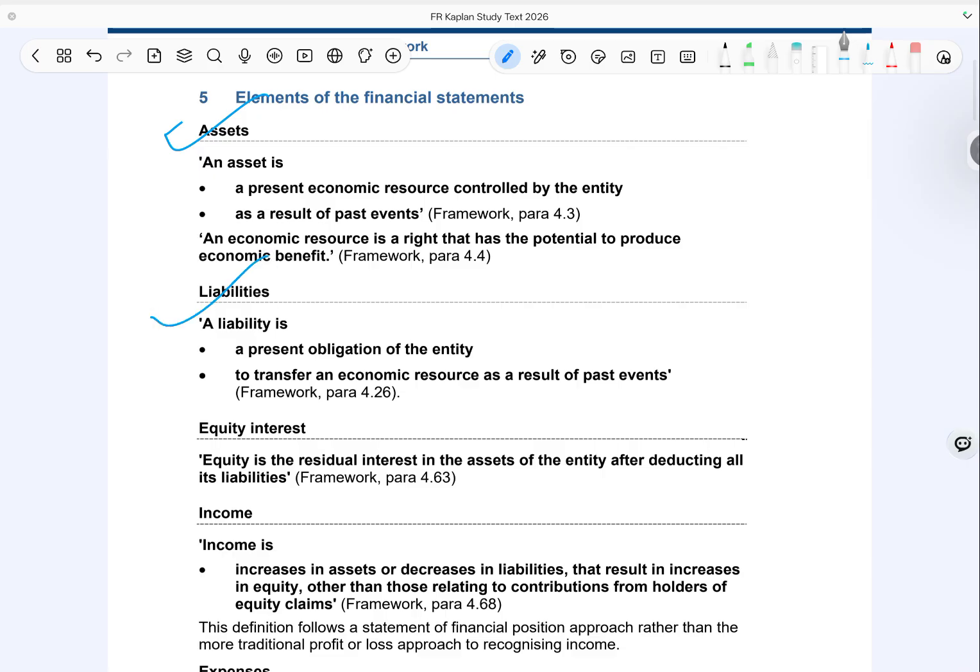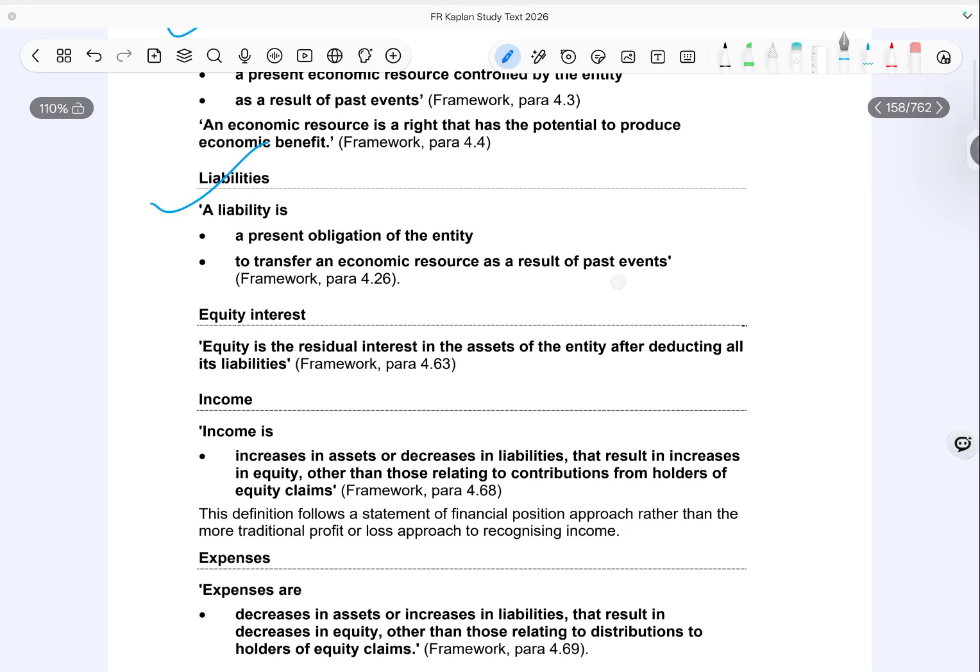Second, we have your liabilities. A liability is a present obligation to transfer an economic resource because of a past event. In simple words, a liability means the business owes something because of something that already happened. For example, a company buys goods on credit. The purchase has already happened. Now the company has an obligation to pay the supplier in the future. That's a liability. The easy trick to remember is that a liability is a present obligation because of a past event.